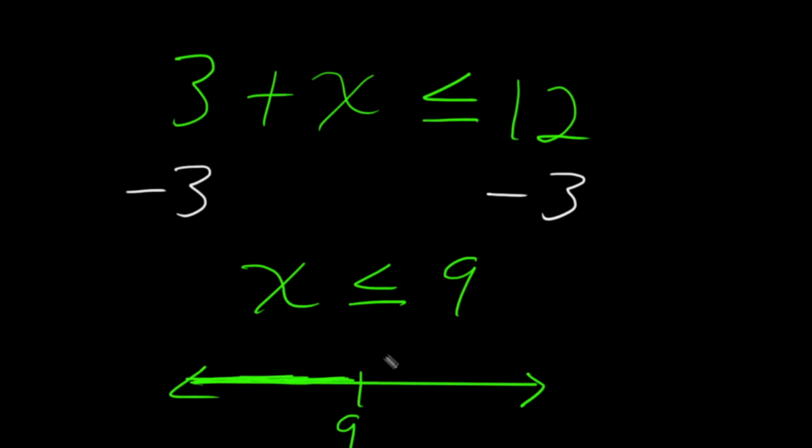And this time, instead of an open circle, we're going to have a closed circle to indicate that the 9 is included, due to it being or equal to. To represent this with interval notation, we're going from negative infinity up to 9. And because we have or equal to, we'll use a bracket.